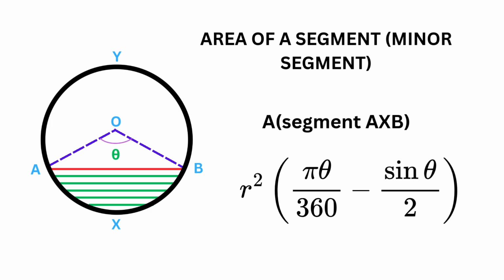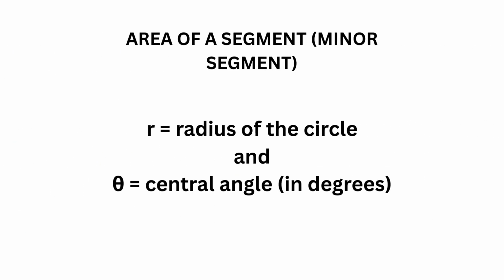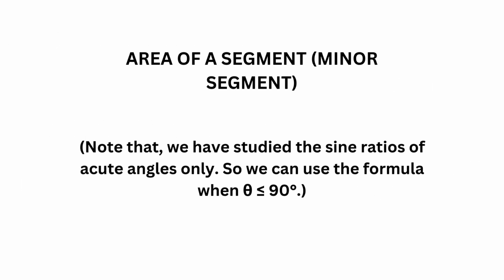This factored form is often easier to use for calculation, as you only need to square the radius once, where r is radius of the circle and theta is central angle in degrees. Note that we have studied the sine ratios of acute angles only, so we can use the formula when theta is less than or equal to 90 degrees.